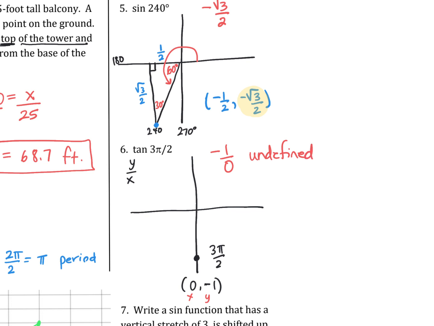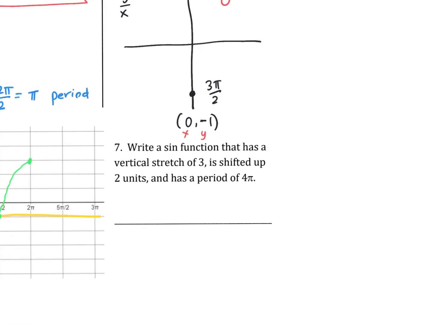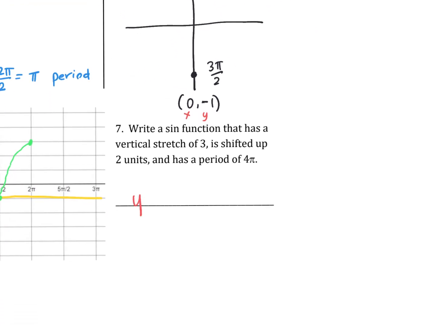All right, and then lastly, we are back to the graph again here. We're writing a sine function. So I'm going to use sine that has a vertical stretch of 3. That is our a value. It is shifted up 2 units. That is our k value. And it has a period of 4 pi. So that is not the b, but b helps us to get there.